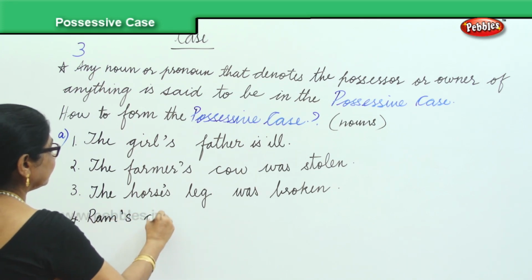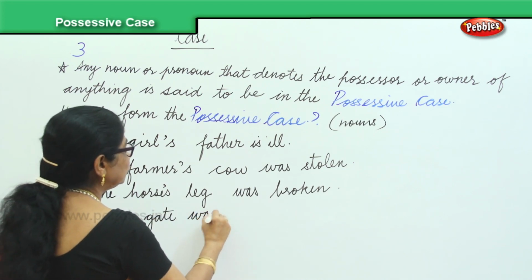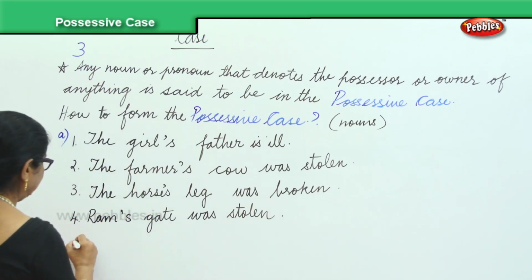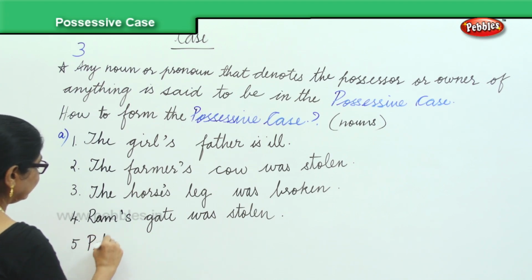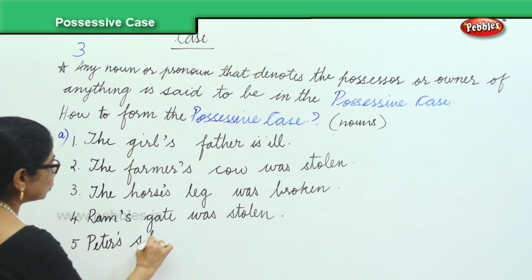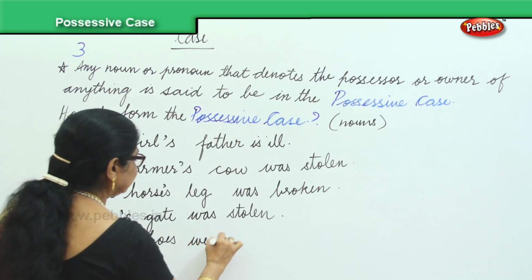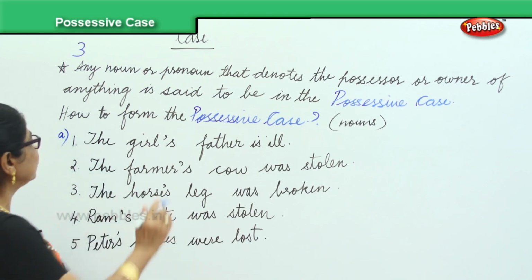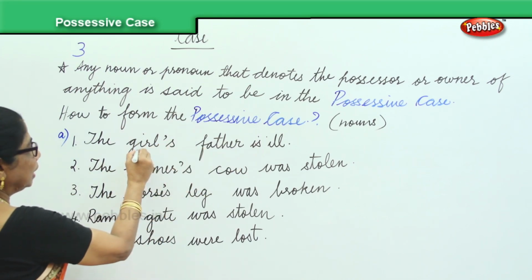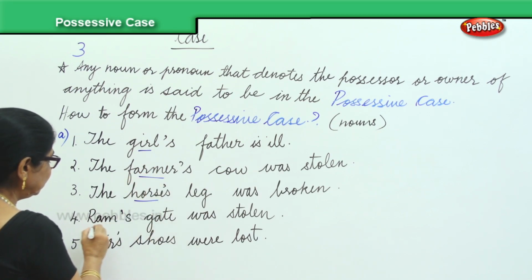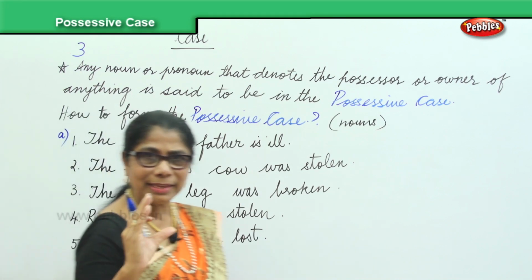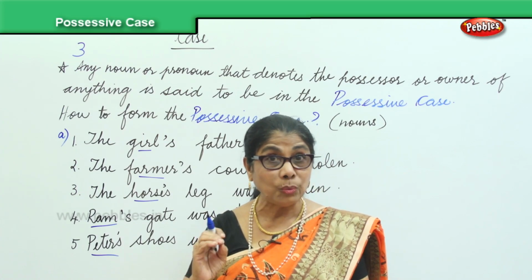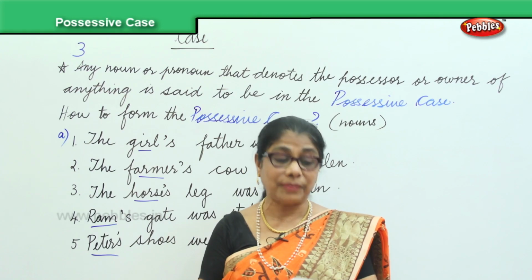Ram's gate was stolen. Peter's shoes were lost. Now look at the nouns here. We will take a close look at the nouns. What are the nouns here? We are looking at the nouns girl, farmer, horse, Ram, Peter. Look at the nouns in these five sentences. We are examining the nouns in the possessive case in these five sentences.